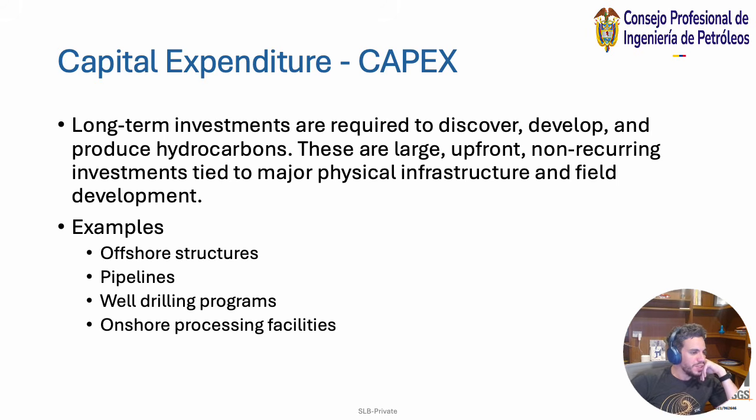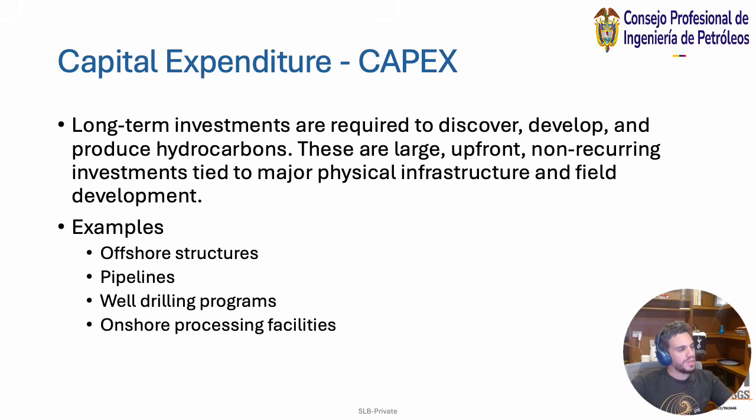So for capital expenditure, we saw this as CapEx. That is basically long-term investments that are required to discover, develop, and produce hydrocarbons. These are large, upfront, non-recurring investments tied to major physical infrastructure and field development. So this is the first category. Usually your CapEx comes in the beginning of the project. You generally don't have CapEx towards the end of the project or the continuation. That translates into operational costs.